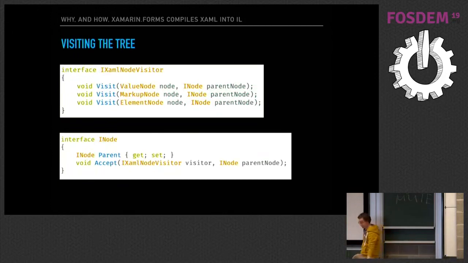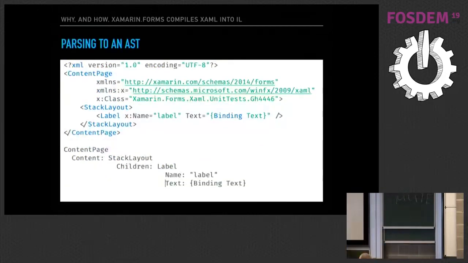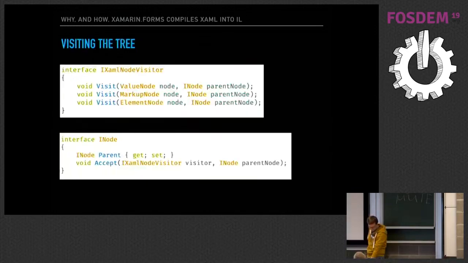So that's what we do. At first we create all the objects: create the content page, create the stack layout, create the label, create the object that will be set, create the binding. And then on the second pass, we set the name of the label to label, set the text to a binding, set the children of the stack layout to the label, and set the content of the content page to the stack layout.